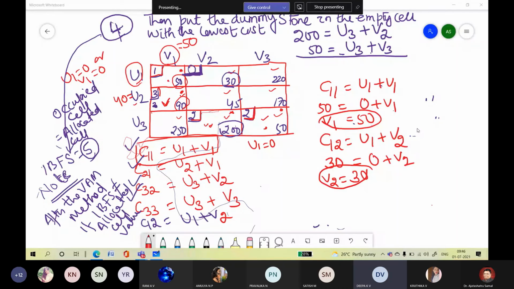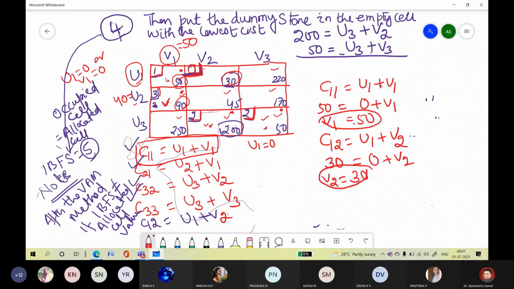So here I am writing what I am telling you. Understand what I am saying? We added one empty dummy cell value. Why? Because IBFS is not equal to the allocated cell value. You have to search the lowest cost cell, and 30 is the lowest cost. So I put 0 as the allocated cell value.